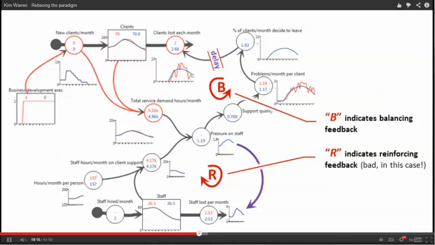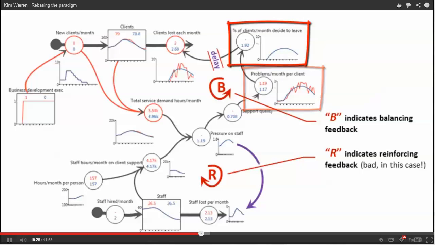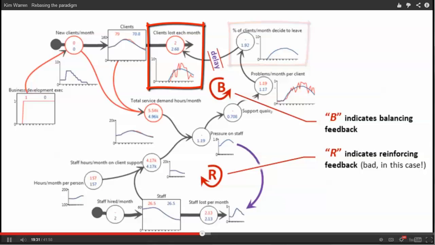At the top, you've got the balancing feedback where the pressure on staff drives the problem rate that clients experience. That gives rise to a fraction of the clients saying, I'm not putting up with this service quality, I'm going to find another provider, and that drives the loss rate. The red chart lines here are actual client data, and the blue chart lines are how the model matches the client data. Making a model match the real world time chart is kind of encouraging, but we shouldn't take that on its own as being an indicator of validity.